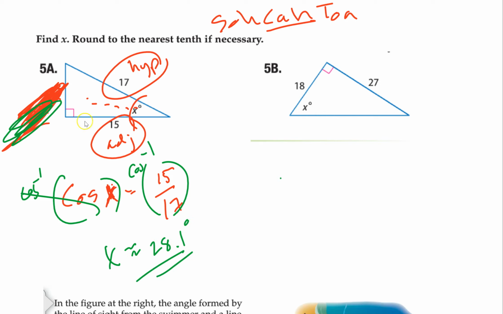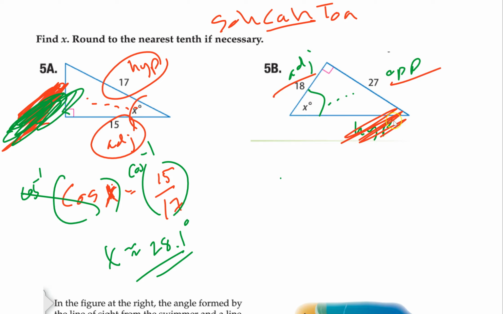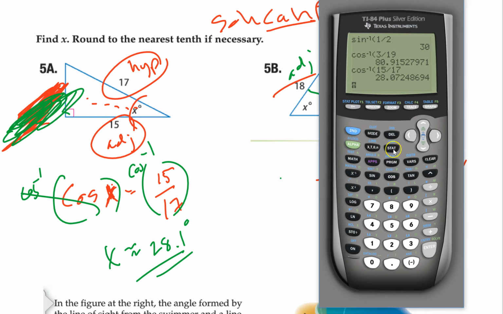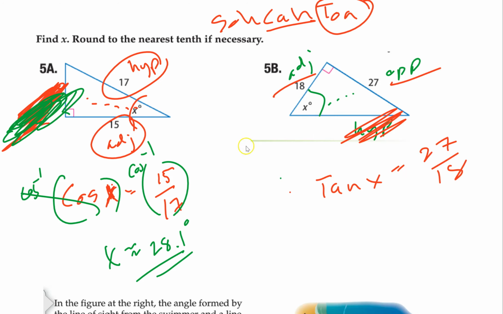Right, and then real quick to do this. Right, opposite, hypotenuse, and adjacent. And look at that one. I have opposite and I have adjacent. I don't need hypotenuse. So opposite and adjacent is TOA. So tan of x equals opposite over adjacent. Do tan inverse of both sides. 27 over 18, I believe it was that. And I got 56.3. Hey, it was.